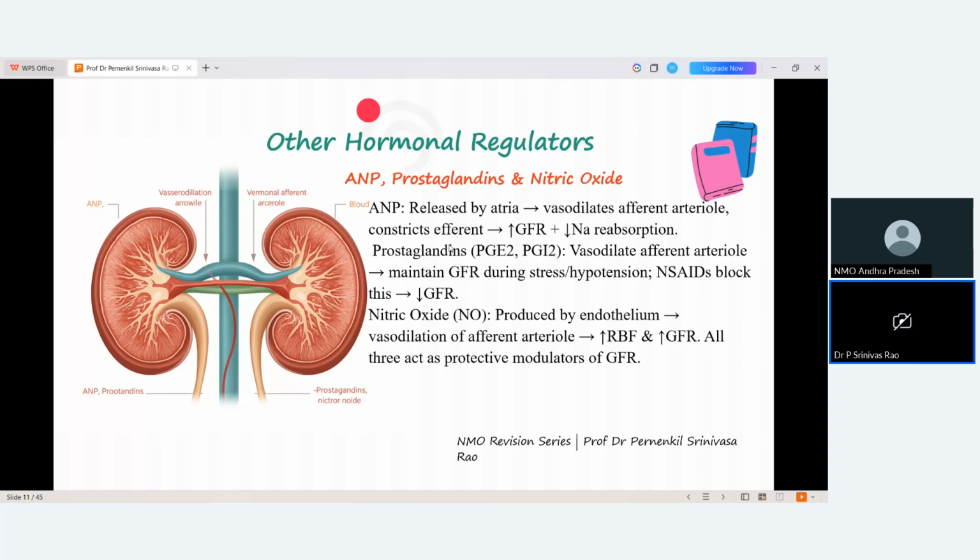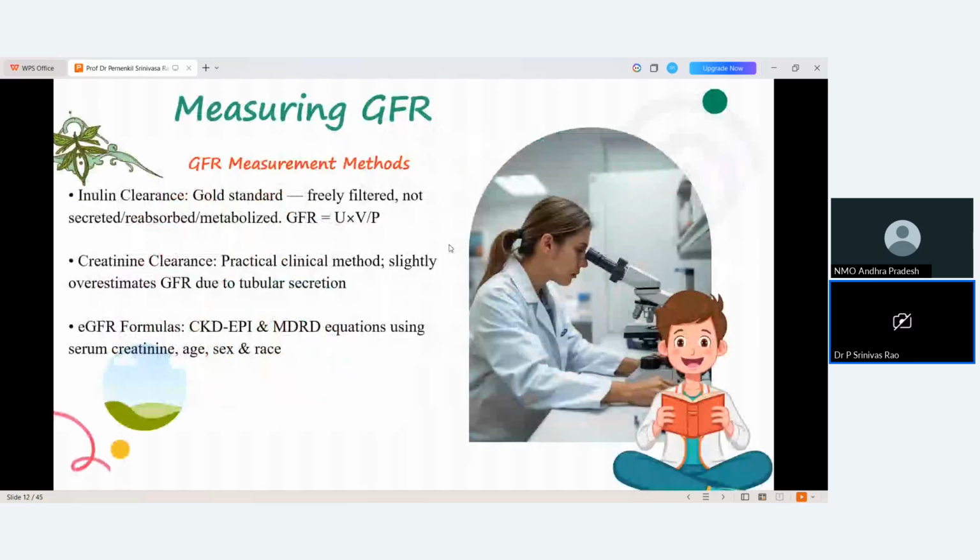Then nitric oxide, it is produced by the endothelium. Vasodilatation of the afferent arteriole will increase the renal blood flow, increases GFR. All three act as protective modulators of GFR. So ANP, prostaglandins, nitric oxide. All these three will cause a dilatation of the afferent arteriole and it constricts the efferent arteriole. So these are the methods in which the GFR is regulated.